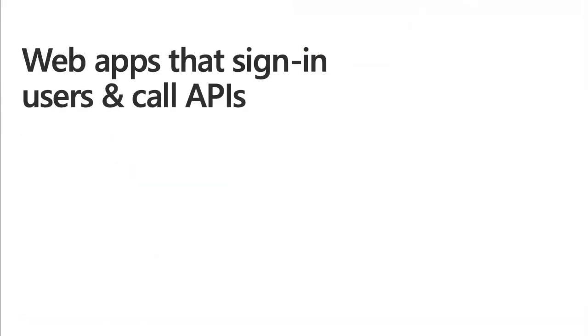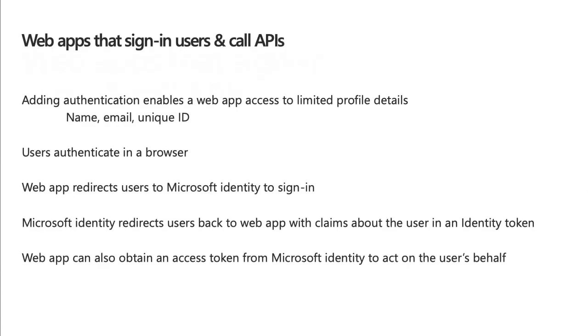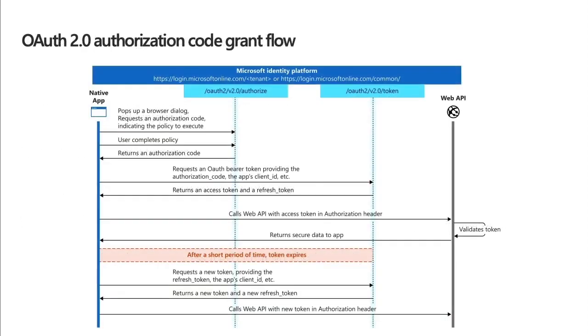So in this first section, we're going to look at the web apps that sign in and call web APIs. Adding authentication enables your web app to access limited profile information and customize the experience offered to your end users. Web apps authenticate a user in a web browser, and in this scenario, the web application directs the user to sign in to Microsoft Identity. Microsoft Identity then returns a sign-in response through the user's browser, which contains claims about the user in an identity token. As a second phase, you can also enable your application to call web APIs on behalf of the signed-in user.